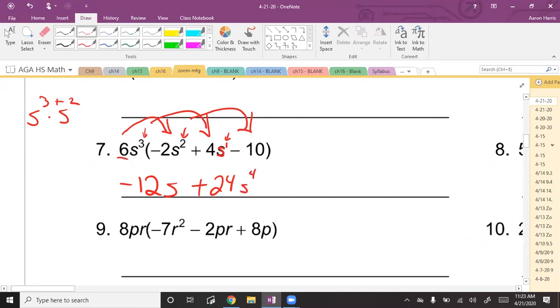Good. 6 times -10. I get what? 6 times -10 is 60. -60. Good. And what do I do with this s cubed? Put it on top of the 60. Well, next to it. Next to it. Gotcha. Awesome job. Awesome job, Marie.